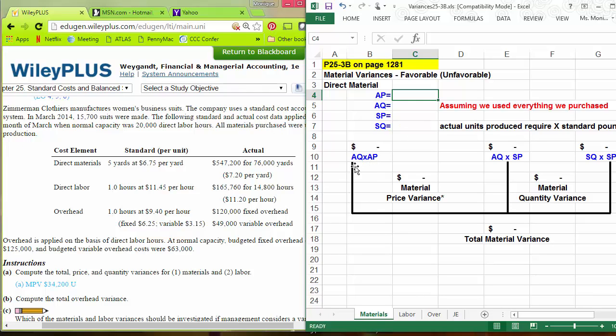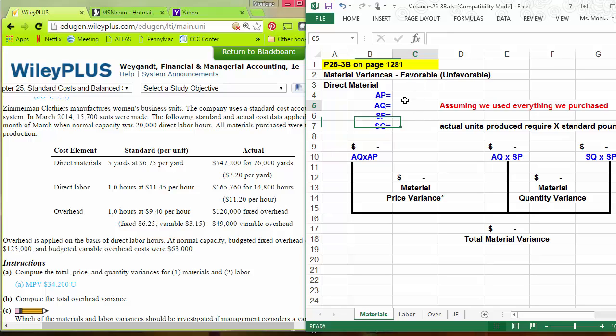So what you'll need to do on your blank sheet of paper is set up a three-prong matrix. And keep in mind, we'll use the AQ times AP, and then AQ times SP for the middle prong, and then SQ times SP for the last prong on the right. And the variables we have up here are actual price, actual quantity, standard price, standard quantity. So we're going to figure out what each one of these variables should be.